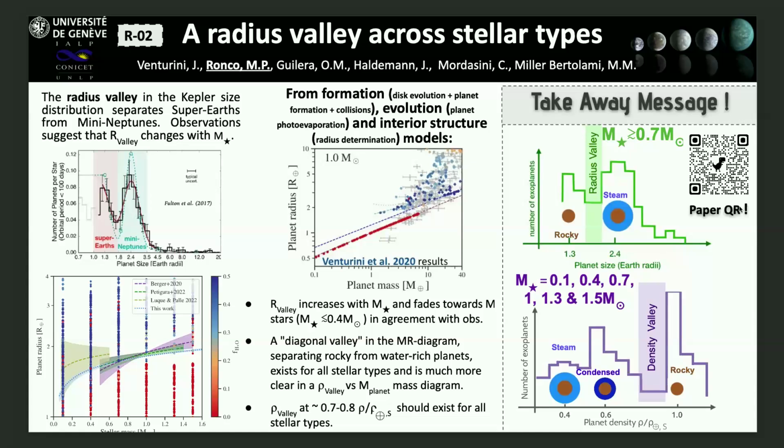But if we look at mean density instead of radius versus planet mass, we also show that the density valley is pretty clear and exists for all stellar masses. That is basically separating rocky from water-rich planets. And that is the main takeaway.